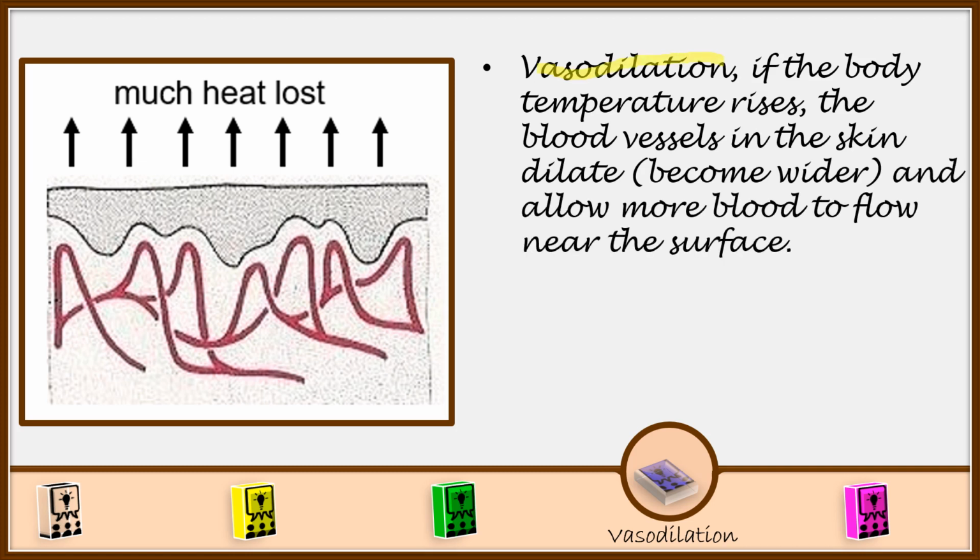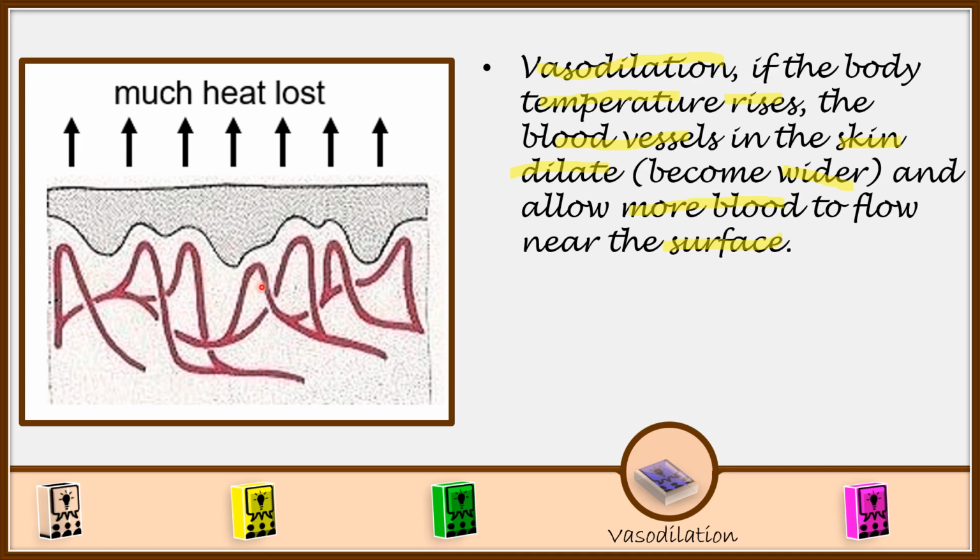Vasodilation: if the body temperature rises, the blood vessels in the skin dilate. That means they become wider and allow more blood to flow near the surface. So in vasodilation, these blood vessels are going to increase in size. These are the blood vessels that are passing near the skin surface.